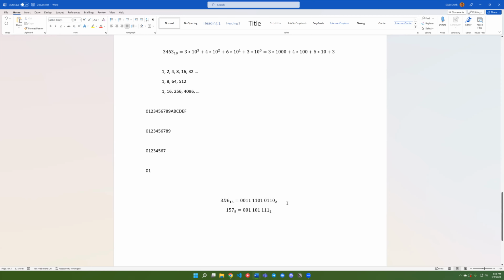So this is a really easy way to convert from one to the other. We can also do this backwards. Like if we saw a binary number like this, we can split it into 4-digit sections or 3-digit sections and then quickly make a hexadecimal or an octal number out of it.